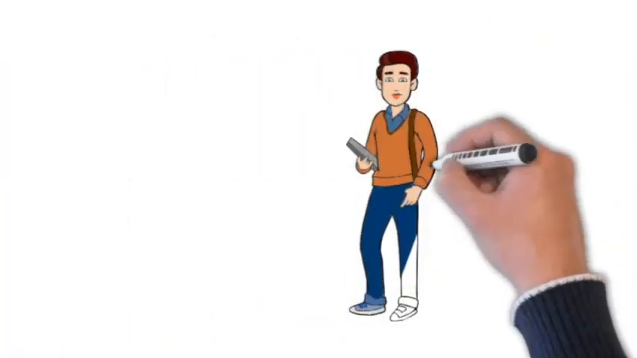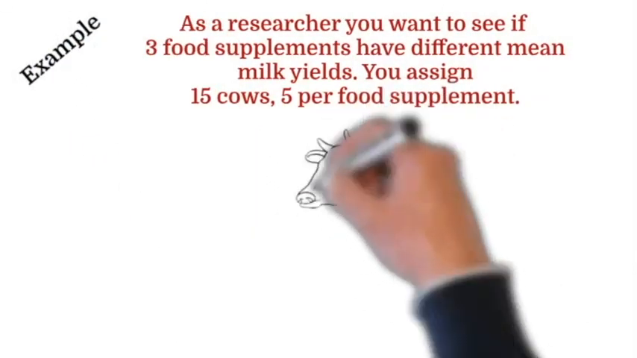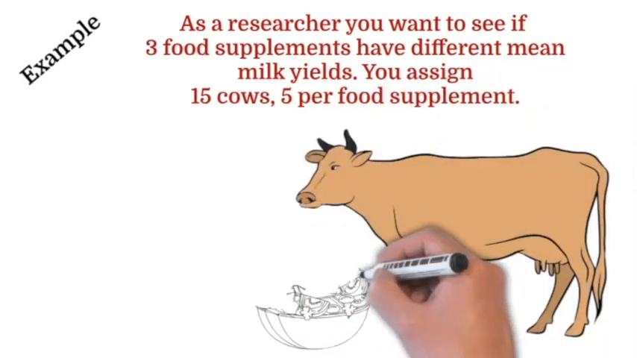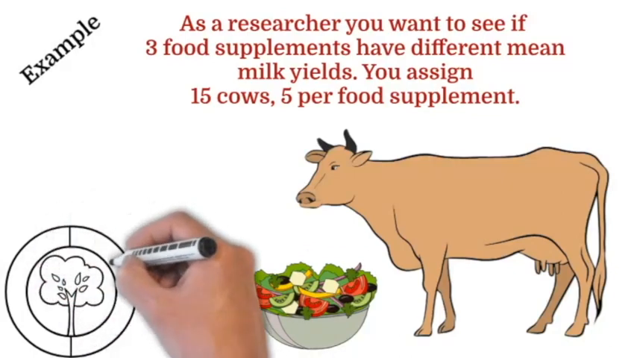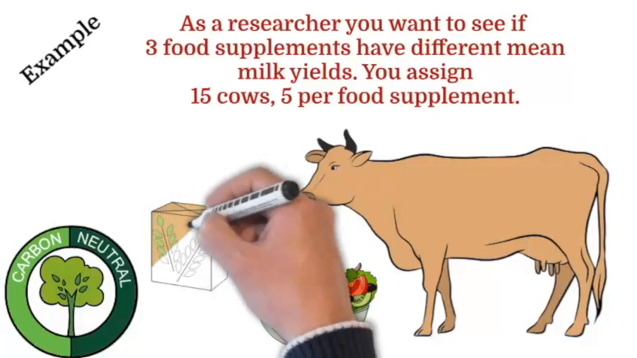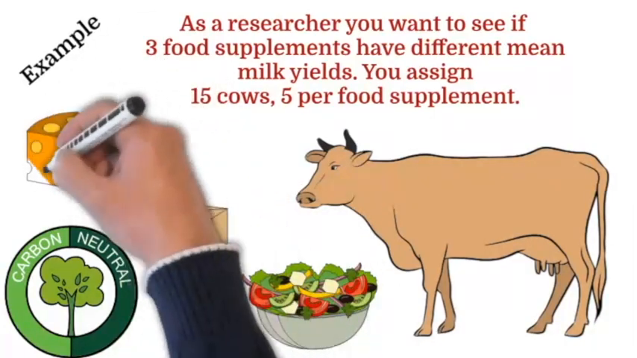Here we can take an example. As a researcher, you want to see if three food supplements have different mean milk yields. You assign 15 cows, 5 per food supplement. The data is given in the table. To practically apply the one-way ANOVA test, we will use this example.